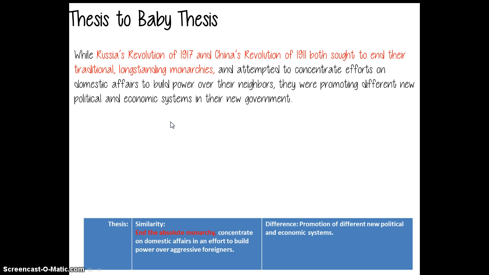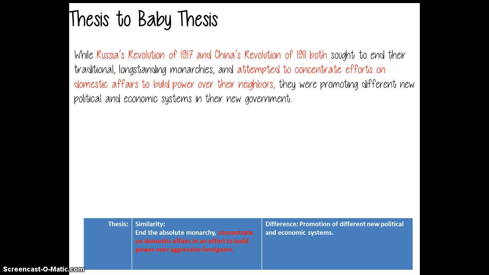Now, what we've done already in writing our thesis is we've actually written the summary sentences for each of our body paragraphs. So for example, we said body paragraph 1 is going to be about ending the traditional and long-standing monarchies. If you look at your thesis and you just take out that clause, Russia's revolution of 1917 and China's revolution of 1911 both sought to end their traditional long-standing monarchies. That clause becomes the topic of body paragraph 1, and I can write it as the first sentence of body paragraph 1.